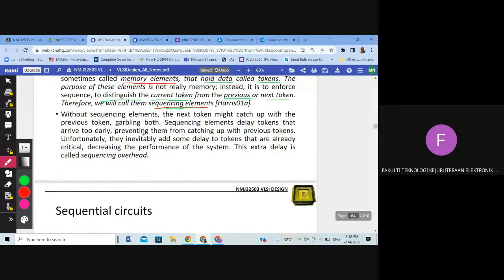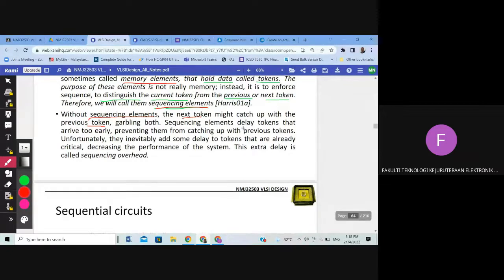So what happens if you have a circuit without a sequencing element? Without a sequencing element, the next token might catch up, mix data with the previous token or previous data, and this will give you invalid data. That's why we need to have a sequencing element. That's the advantage, the positive side of sequencing. But we also have the limitation, or disadvantage side of sequencing. But it can be reduced.